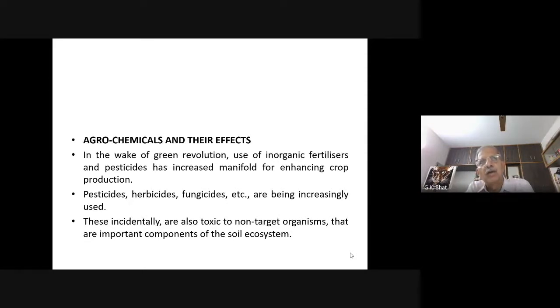Suppose there are good number of earthworms there in the soil. You know, earthworms are farmers' friends. Is it not that when you use or spray this insecticide to kill the insect, the same insecticide is going to create problem to earthworm? That is what you say. Here, earthworm is a non-target organism. Insect is the targeted organism. So therefore, whenever we use these chemicals to kill our target organism, they become toxic to non-target organisms that are important components of the soil ecosystem.